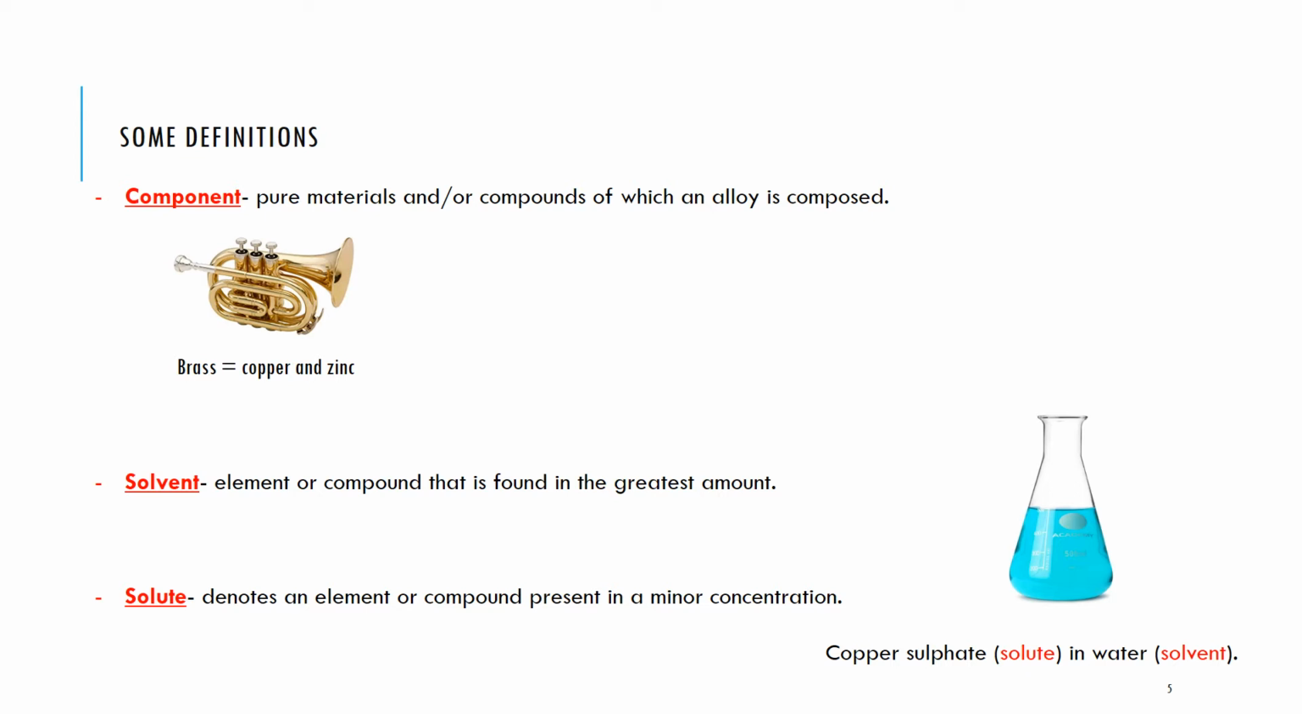The solvent is the element or the compound that is found in the greatest amount. And conversely, the solute denotes the element or compound that's present in the minor concentration. Now, the analogy here is to go back to high school chemistry and think what happened when you took a spatula full of copper sulfate and you dissolved it in water. Well, here copper sulfate was the solute. It was present in the minor concentration, and water was the solvent. It was present in the greater concentration. That analogy sits well with binary alloys as well, where you're very likely to have one element or compound present in a smaller amount.